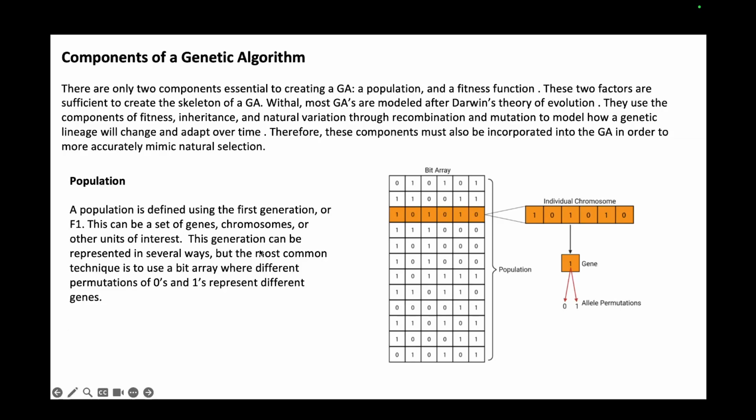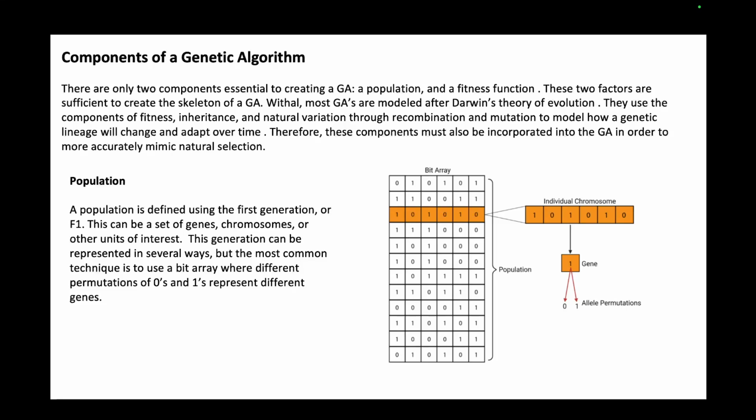So basically this is a bit array. This is the whole population. This is one set of parameters, this is one set of parameters, this is one set of parameters, and so on. So you have sets of parameters in a population, and one set of parameters is known as an individual chromosome, and one individual parameter in a chromosome is known as a gene. These are analogies to the biological system.